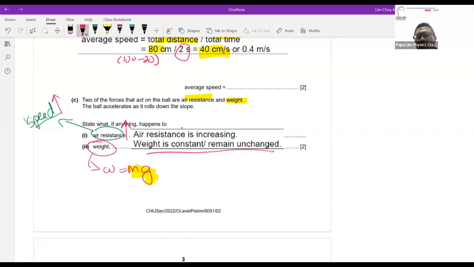Okay, it's not proportional, but they are always in the same direction. So as my speed increases, my air resistance will increase. In fact, the resistance gets bigger and bigger as the speed of the ball increases. One of the things that we notice is that the resistance increases because the speed increases with time. So the bigger the speed, the bigger is the air resistance.